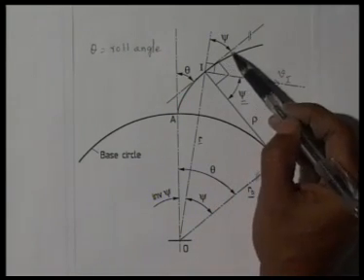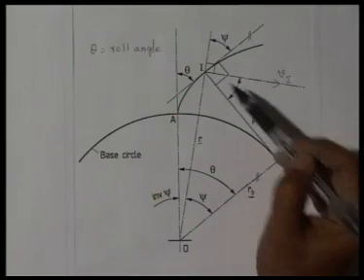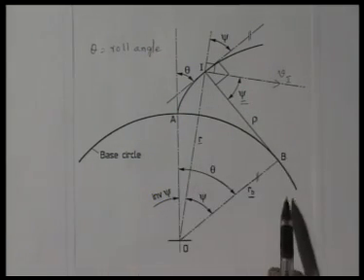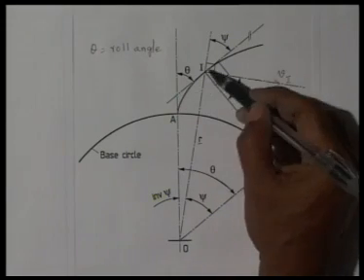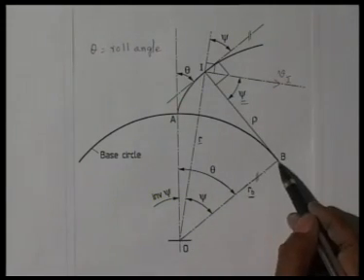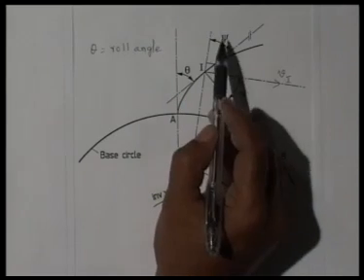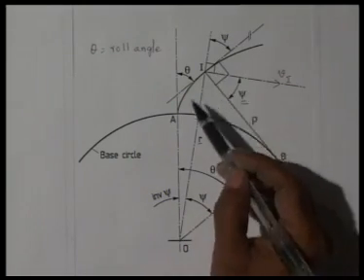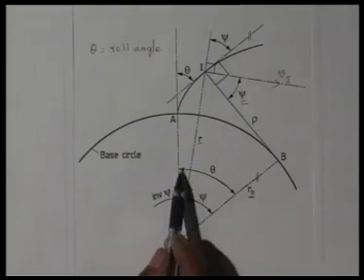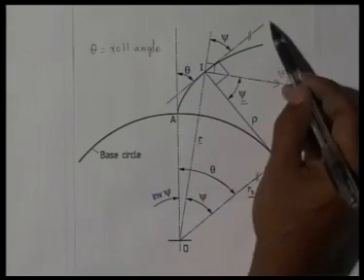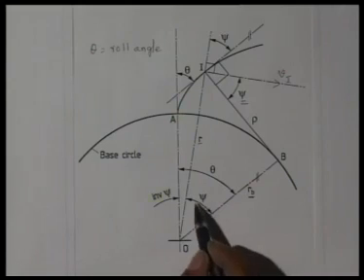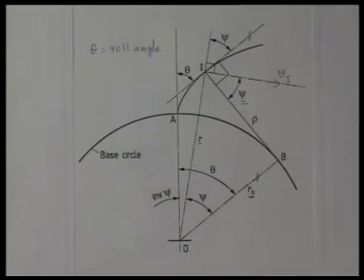This is normal and this is a tangent, so this angle is 90 degrees. This is also perpendicular to this string BI, which is tangent to the base circle. So this line, the tangent at I, and this radius OB are parallel. So if this angle is psi, then this angle is also psi. Similarly, if this angle is theta, this angle is also theta, because this line is parallel to this line. So theta is the roll angle and psi is this angle.